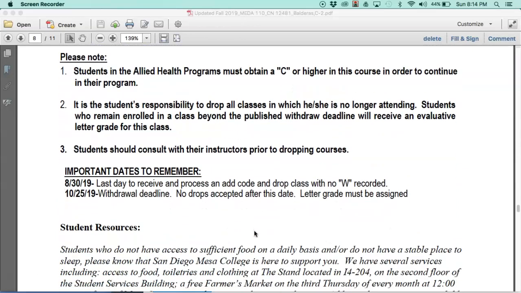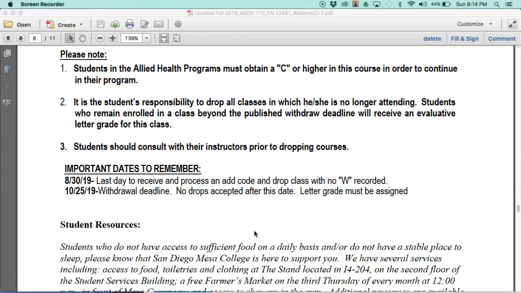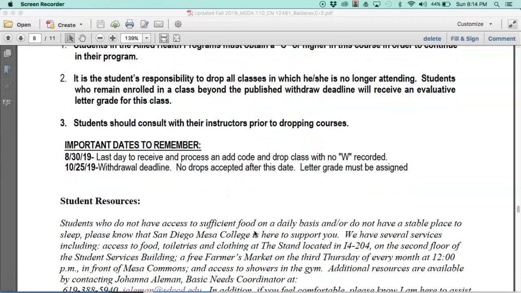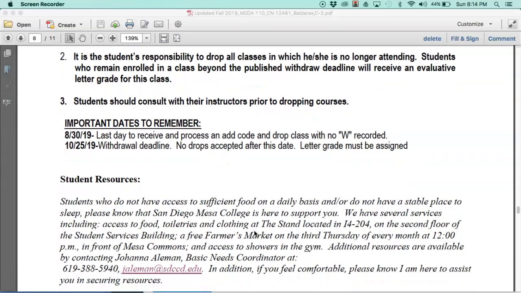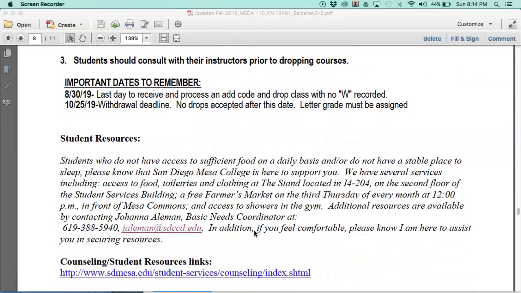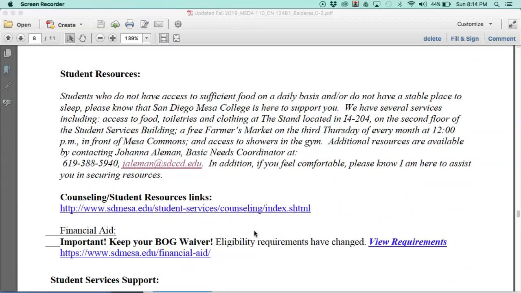If you're in an allied health program or applying to an allied health program, you need to get a C or higher in order to stay in that program. Again, you need to be able to drop the class on your own. Otherwise, I have to give you a grade after the withdrawal deadline. Please try and get a hold of me ahead of time.